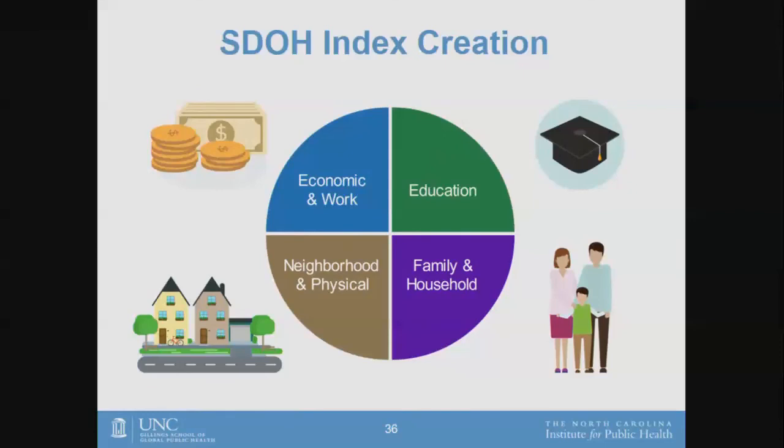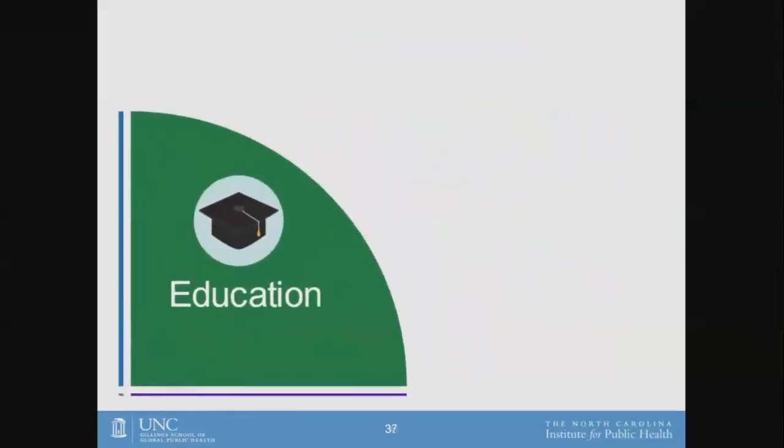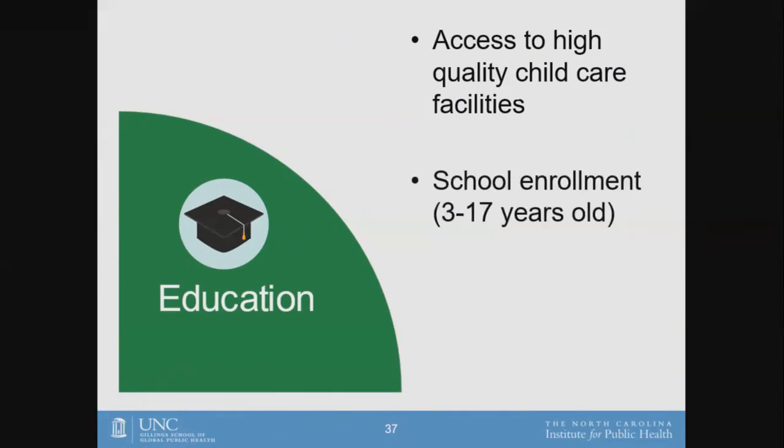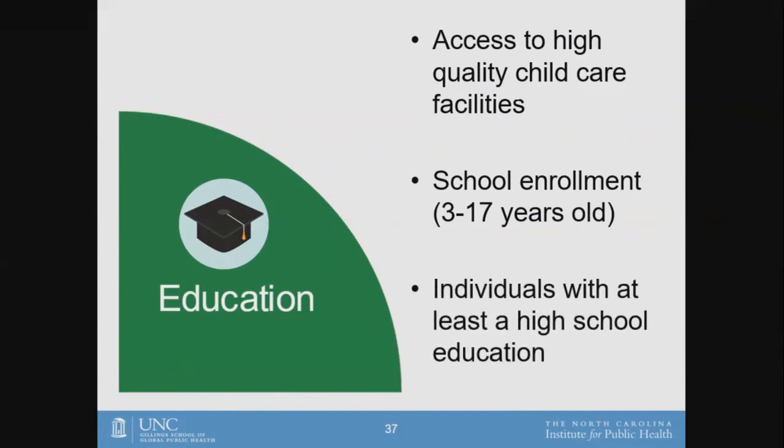So the last domain is suitably or appropriately education. So in this domain, we looked at access to high quality childcare facilities, school enrollment, ages 3 to 17, and individuals with at least a high school education.